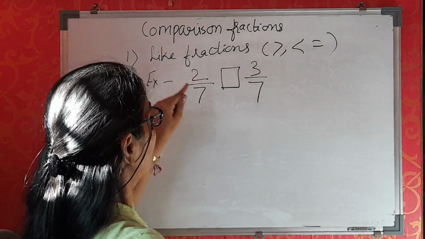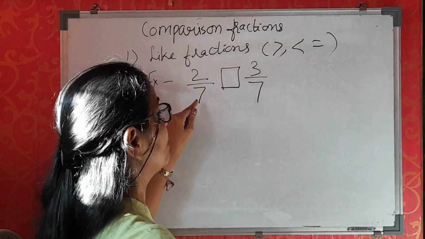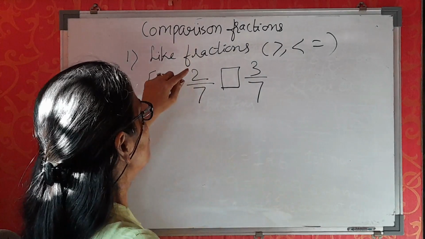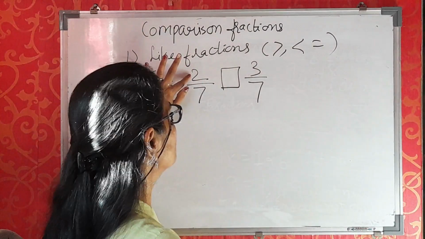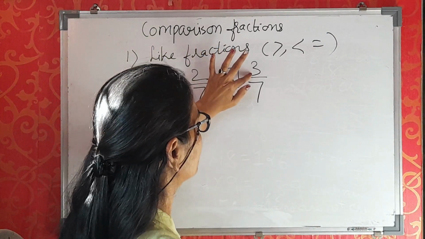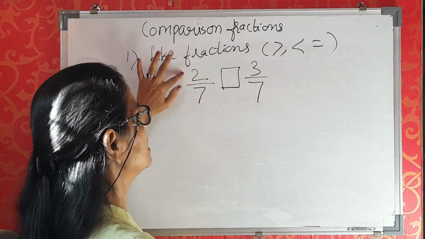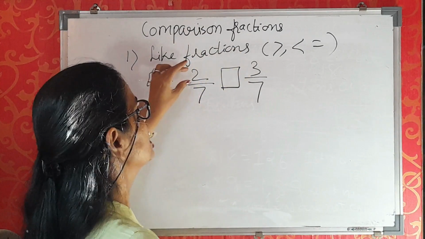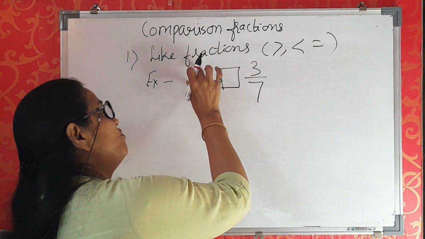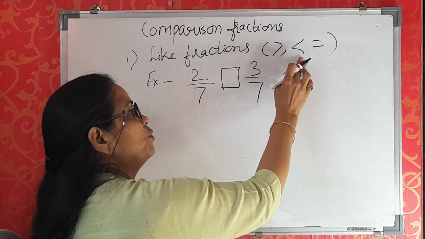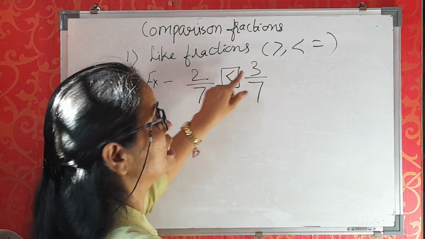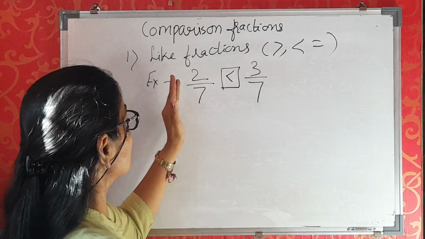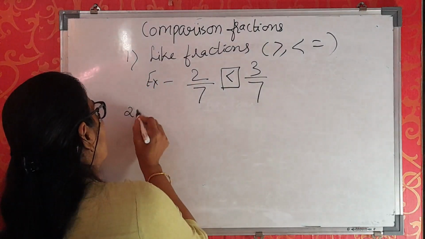So now when your fractions are like, that means denominators are same, you have to see only the numerator, whether the first numerator is less than the second numerator, or the first is bigger than this, or the first is equal to this. Now if the first is less than this, then put the less sign, so that means 2 upon 7 is less than 3 upon 7. This is the comparison for like fractions.